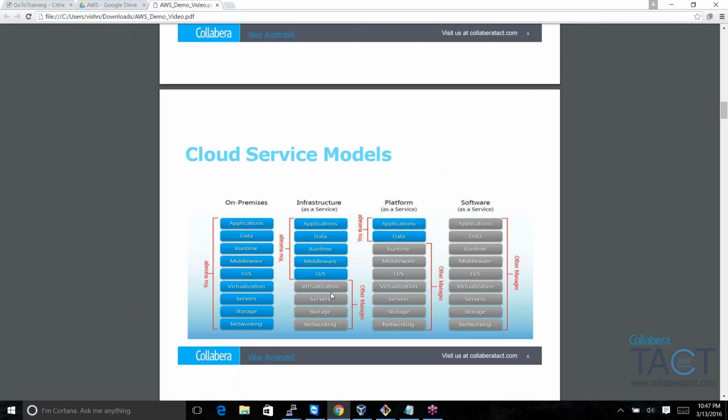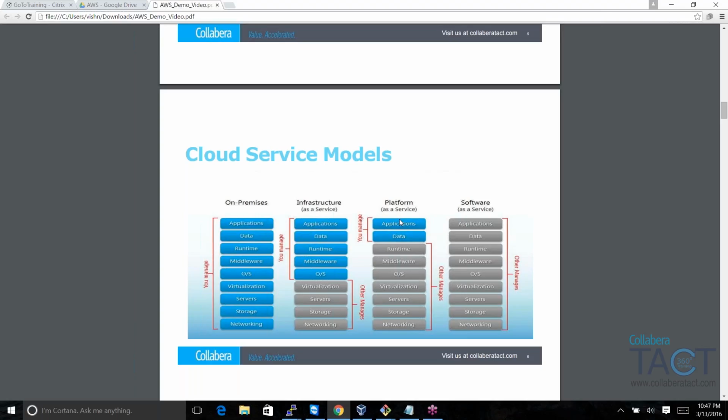I have a couple of other models like platform as a service and infrastructure as a service. If I go for infrastructure as a service, I'm the end customer. All of the infrastructure will be managed by some other cloud service provider. They're going to manage the virtualization layer, the servers, the storage, and networking. All of these components will be managed by my cloud service provider.